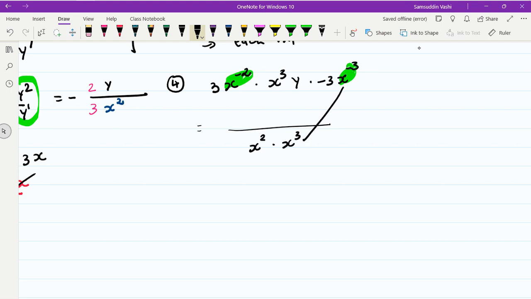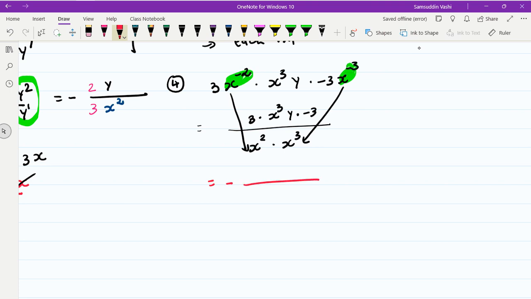So both of them go in the denominator. The rest are all positive power, so I'll keep them as they are. 3 times x cubed y times negative 3. Now we can start working. Sign. It's multiplication division. How many signs all together? Only one negative. So my final answer is negative.